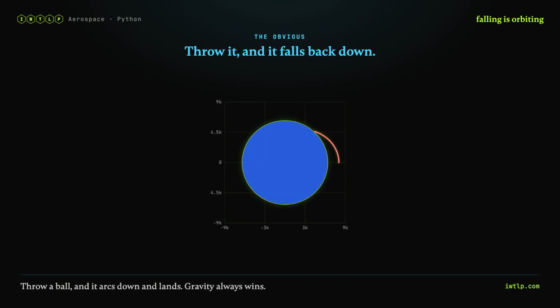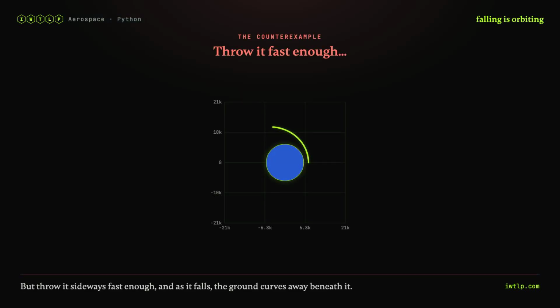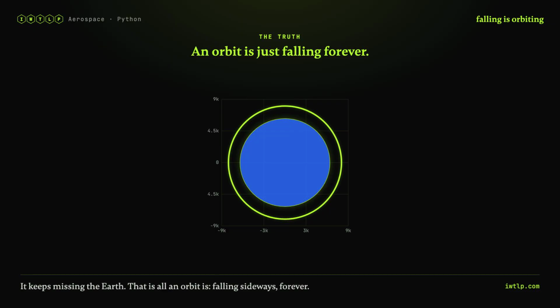Throw a ball, and it arcs down and lands. Gravity always wins. But throw it sideways fast enough, and as it falls, the ground curves away beneath it. It keeps missing the Earth. That is all an orbit is, falling sideways forever.